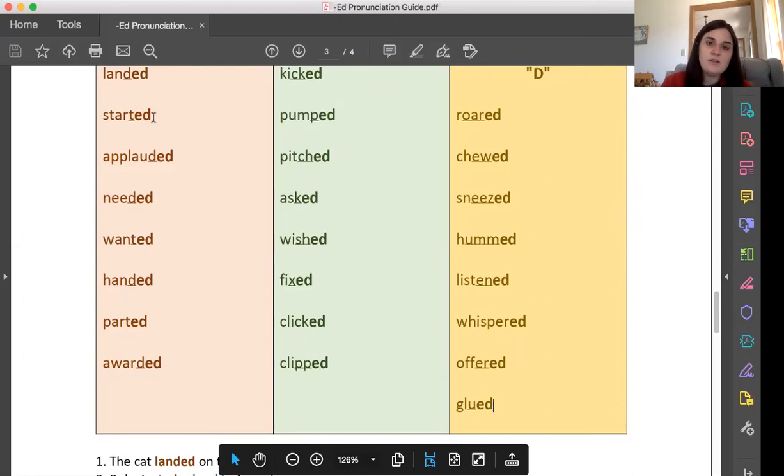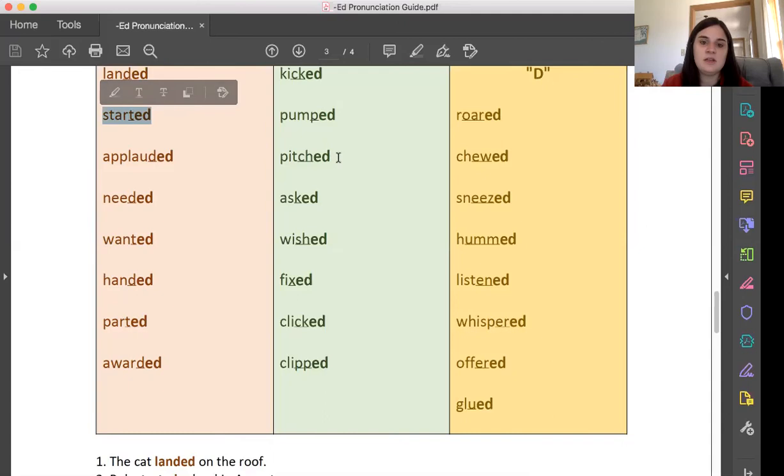Okay, so there are different ways to say the ED words. Started, ed. Asked, t. Hummed, d. Okay, let's see what you really know. Let's practice. I'm going to point to a word. How would you say it?